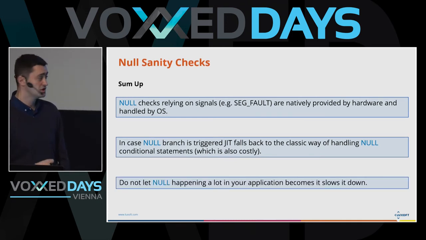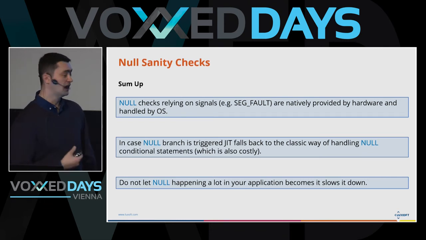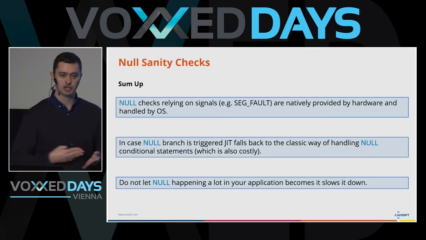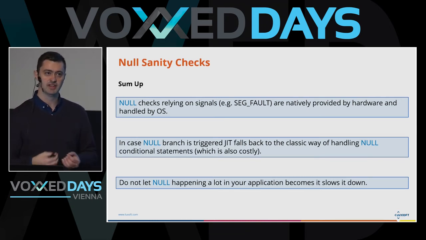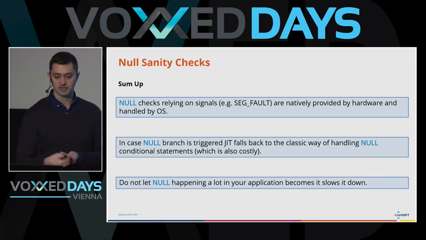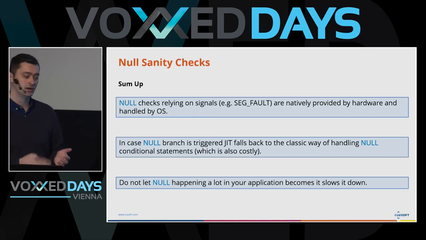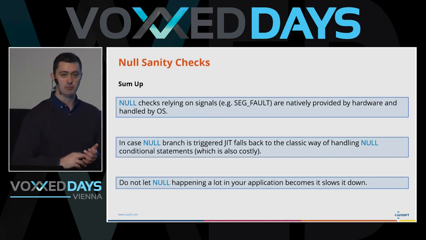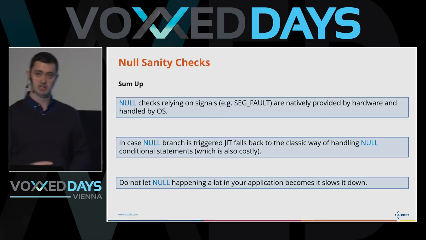And as a conclusion, don't let null happen a lot in your application, because especially the first time you will have a lot of segmentation fault signals triggering under the hood, and after these segmentation faults are triggered, the code is recompiled, this time with jump instructions. So inside the code there are those test conditions, which might be costly as well.